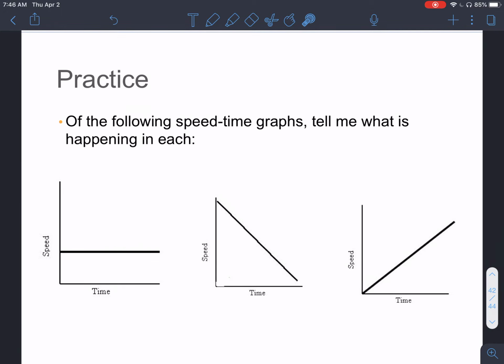All right, and for these last ones, what do you guys think is going on in the graphs? I want you to pause it and say what is going on in each, and press play to hear the answers.